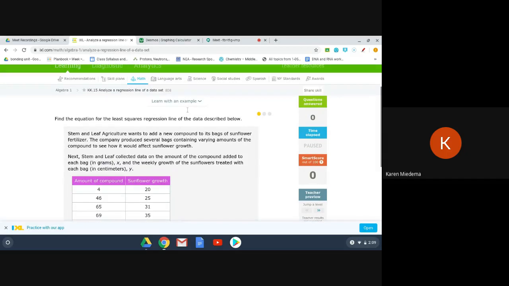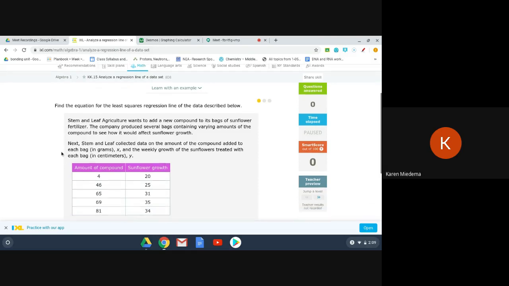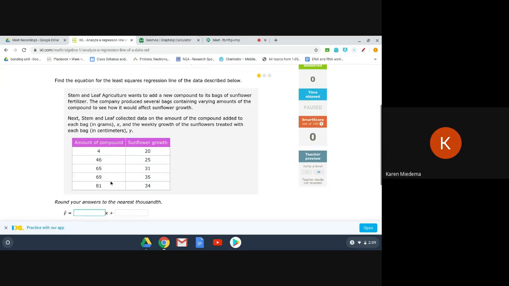Okay, today we're going to take a look at KK15, analyze a regression line of a data set. We're actually going to be given a data set, an X column, and also a Y column. We're going to come up with the equation for the line of best fit, and we're going to use a linear regression for that equation. So we're trying to get our answers in the form y equals mx plus b.